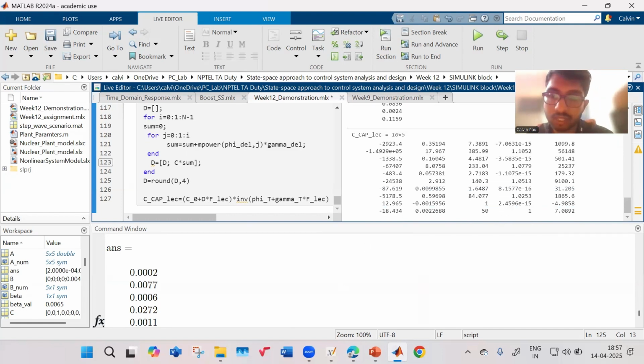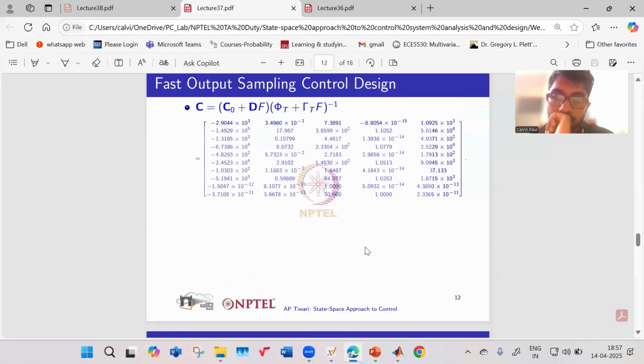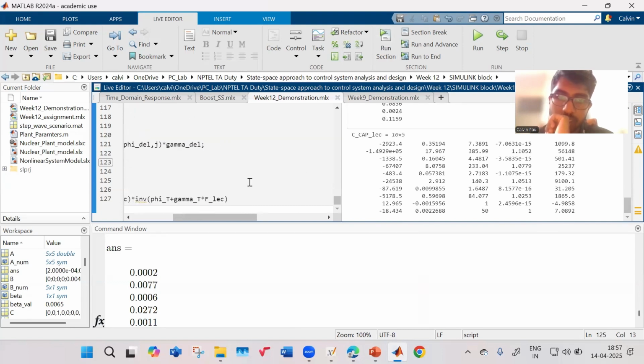Let us run this section now. So now minus 2923.4, 0.35194, this 2.365 times 10 to the power. This 50 and 1 is coming. This is not coming. There's some issue.